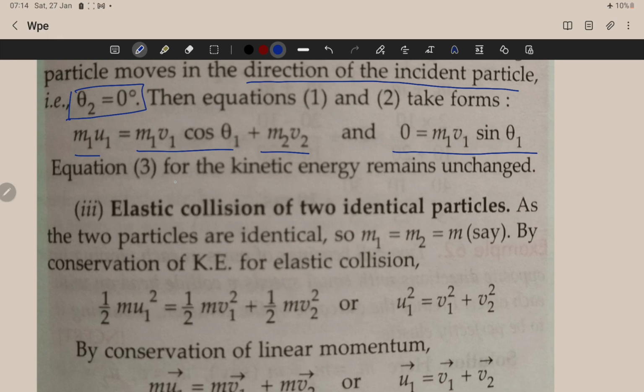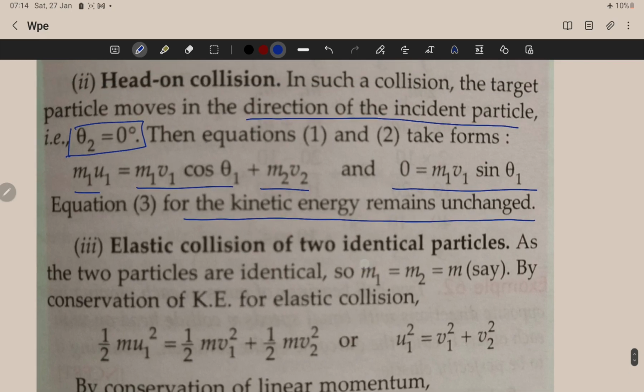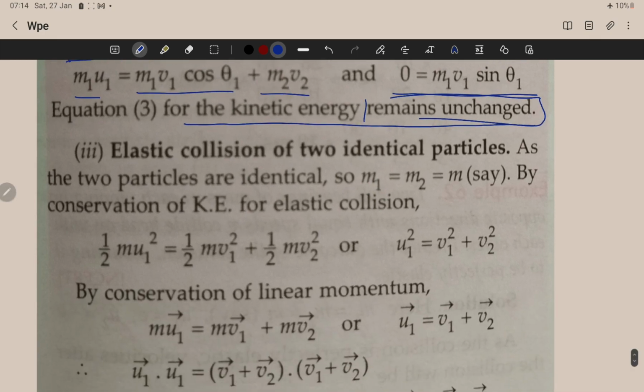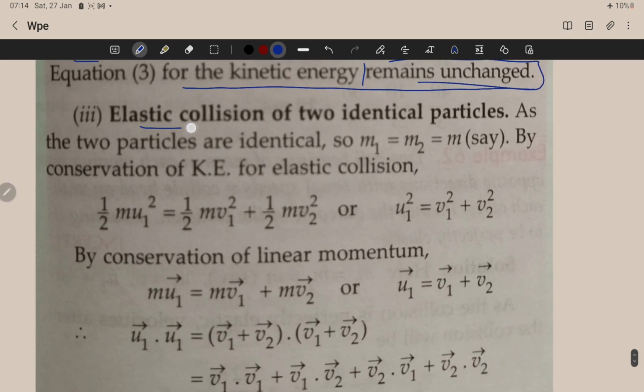In equation 3 for the kinetic energy, it remains unchanged. If we look here, there is no change in the kinetic energy. Kinetic energy remains unchanged in case of the head-on collision. The next case is the elastic collision of two identical particles, meaning the mass is the same.